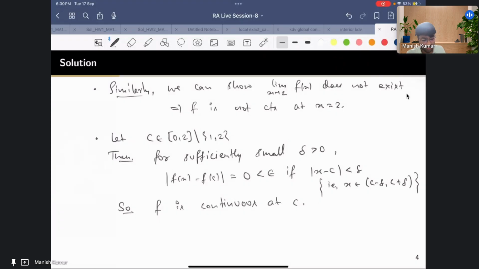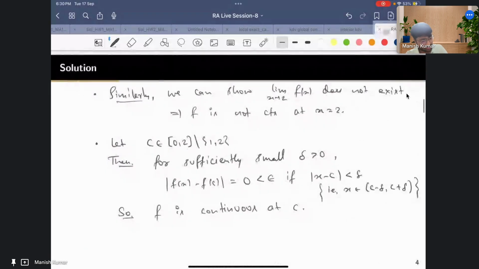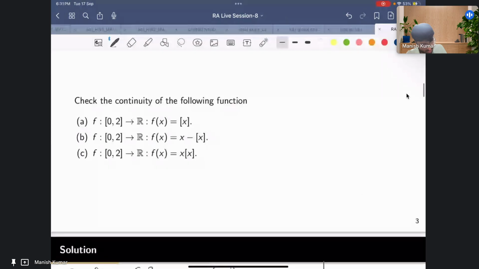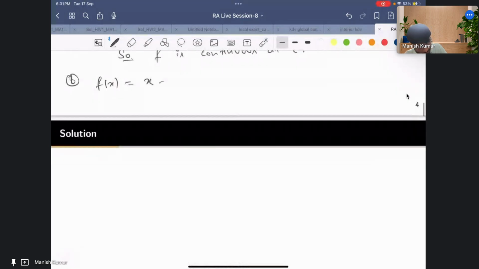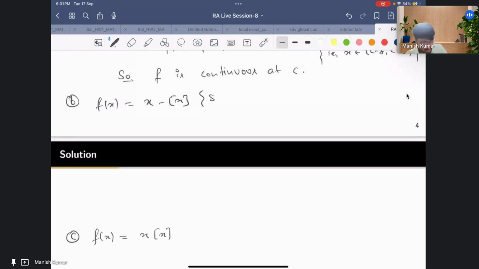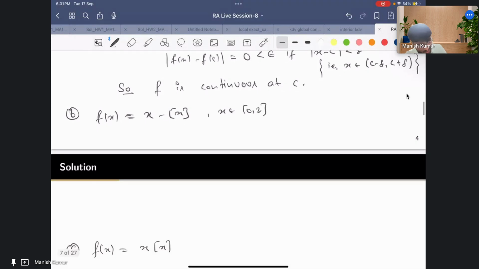In the same way we can deal with other problems. I'll just write what the function is explicitly. The second function is x minus box x, and the third function is x times box x. This is also called the signum function, as far as I remember. Let me not mention it, but it has a name. Here again x belongs to 0, 2. Let's see how this function looks.